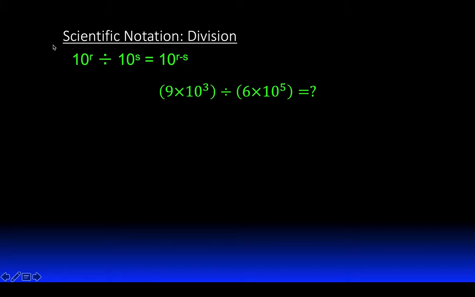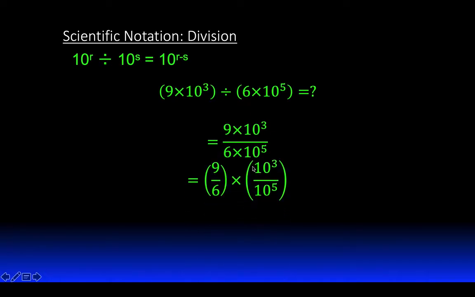So as an example, let's say 9 times 10 to the 3 divided by 6 times 10 to the 5. How do I want to think about this division? Well, it'll help me to visualize what I'm doing if I write it as a fraction instead: 9 times 10 to the 3 over 6 times 10 to the 5. What I'm going to do next is have the numbers in one set of parentheses, and the powers of 10 in another set of parentheses.